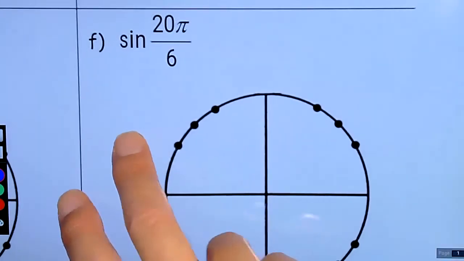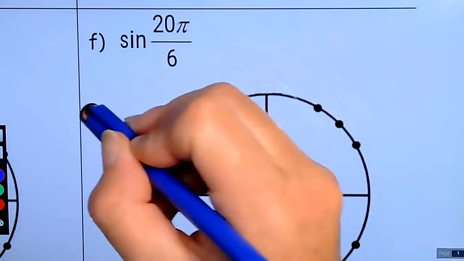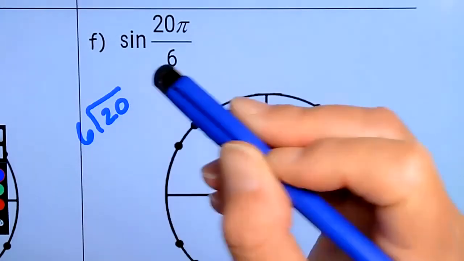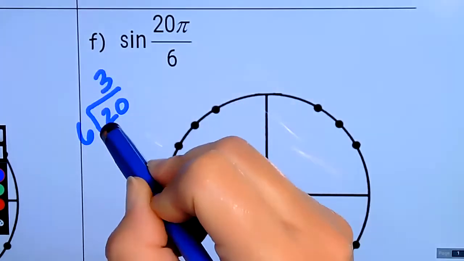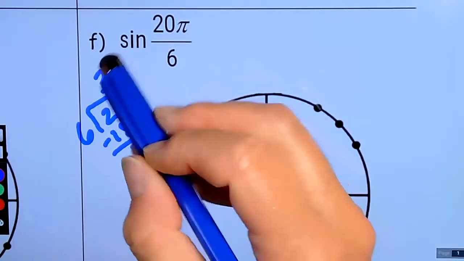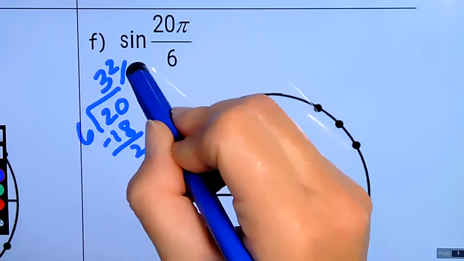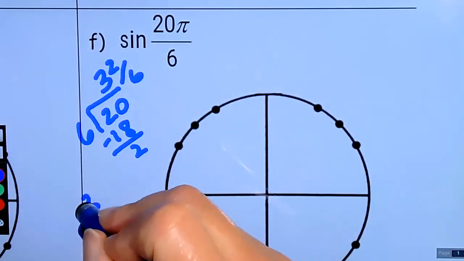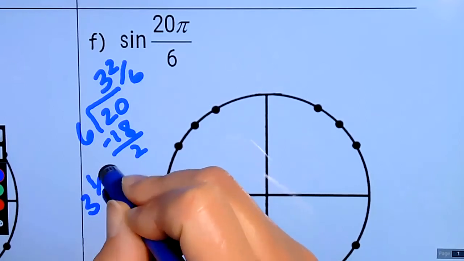On sine of 20 pi over 6, you want to be thinking, how many times does 6 go into 20? This is how I kind of think about it. It goes in 3 times, which is 18. You get 2 left over. So 3 and 2/6. Well, I can reduce 2/6. That's going to be 3 and 1/3 pi.